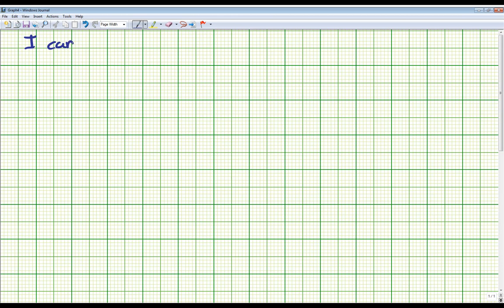I can describe and compare shapes of distributions.